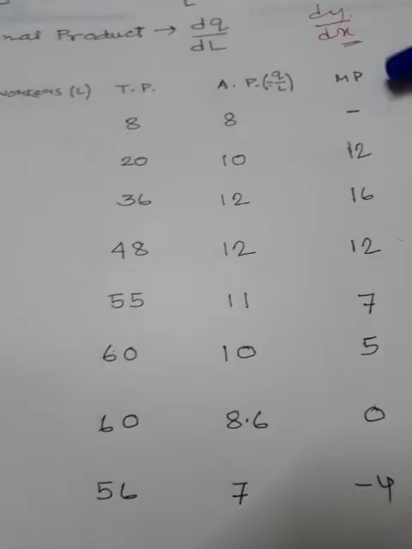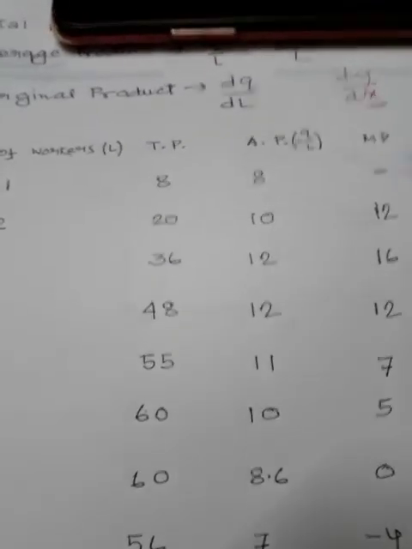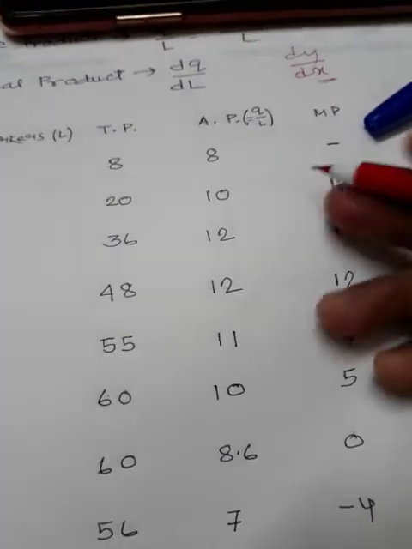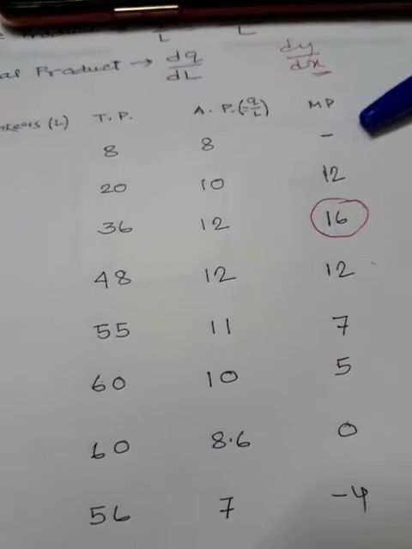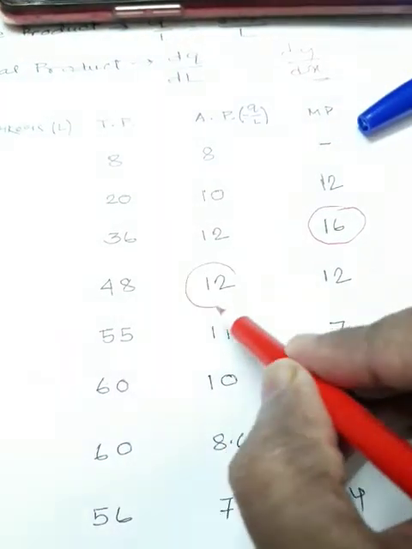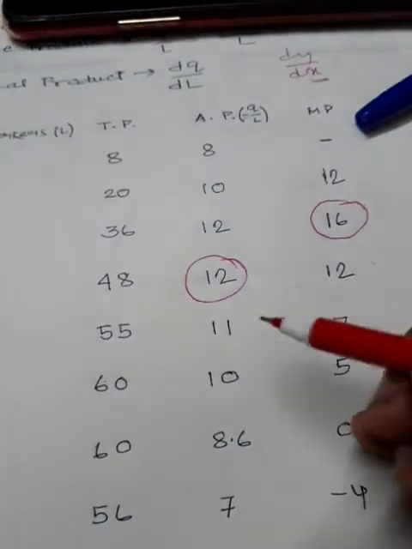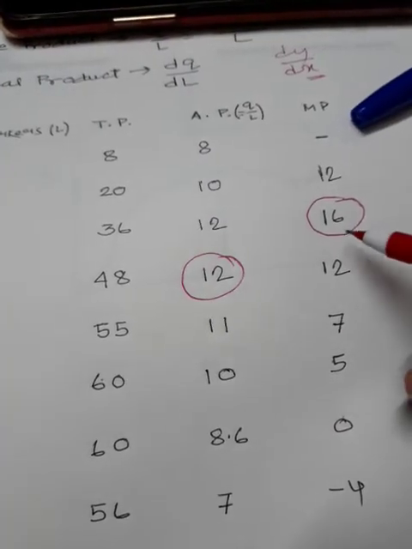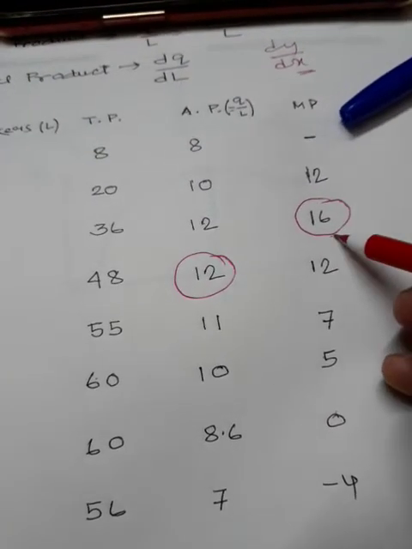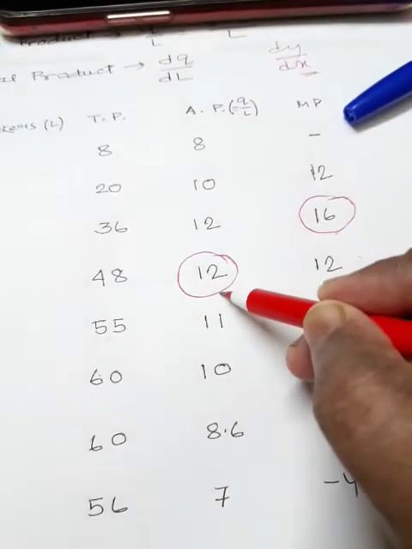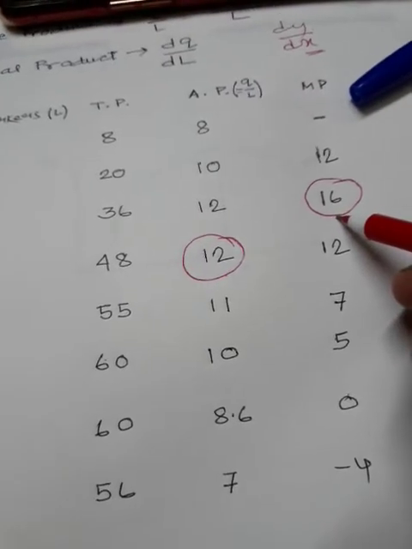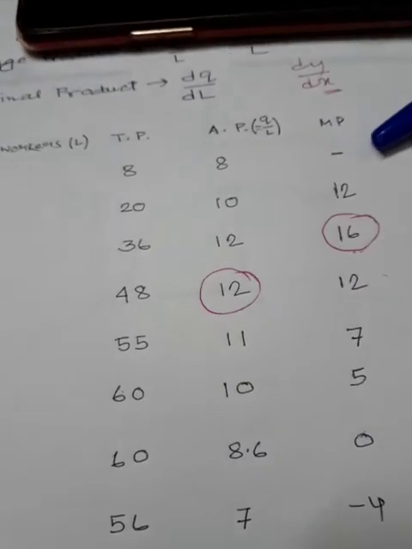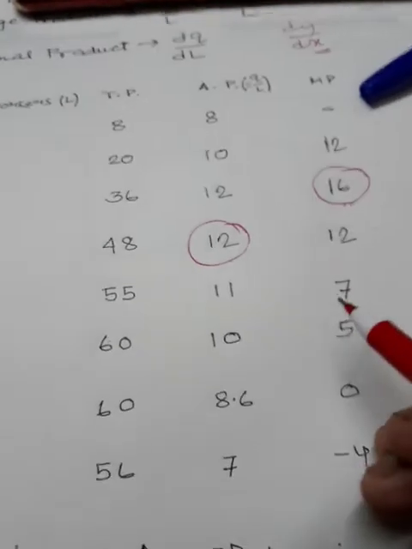Now here we can mark some special characteristics also. What is that? When marginal product is maximum, here, and when average product is maximum, here, 12. So here you can see that marginal product reaches its maximum before average product. Marginal product reaches maximum even before average product. This is another feature we got.